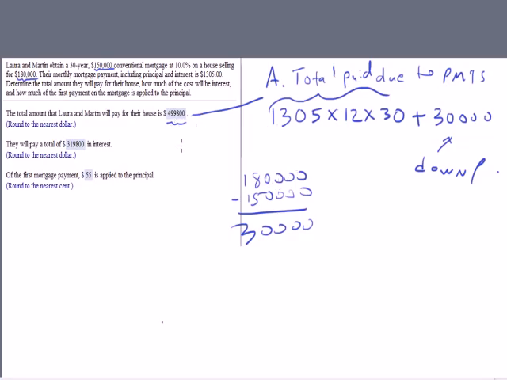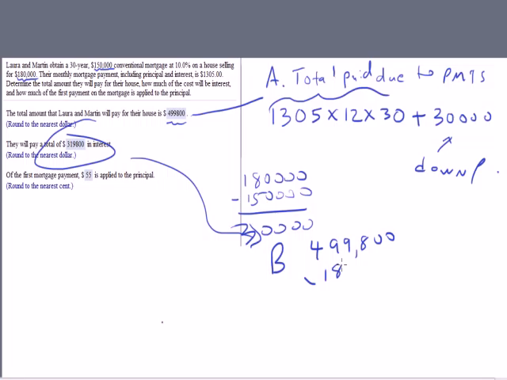Now, question B, the second part, how much of this was due to interest? Well, they paid a total of $499,800 over the course of the loan, including all they paid for the payments plus the interest that went with that along with the down payment. And they bought a house that cost $180,000. That'll give us our answer to B, just subtracting off the original price of the home.